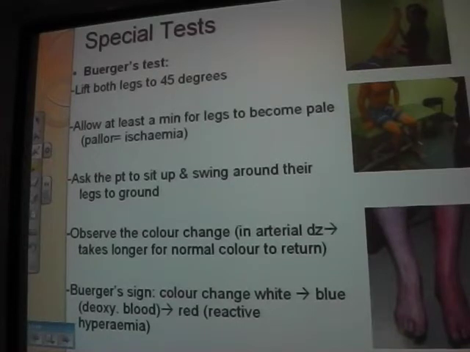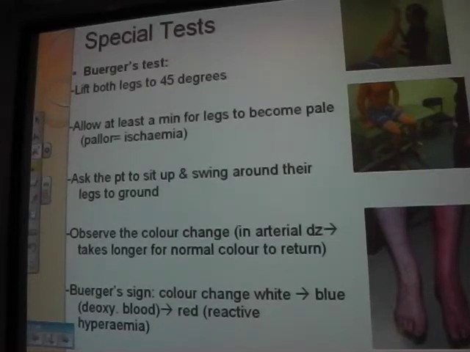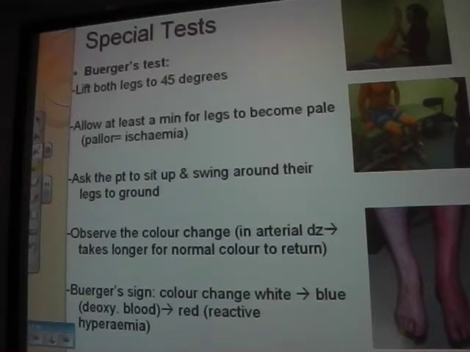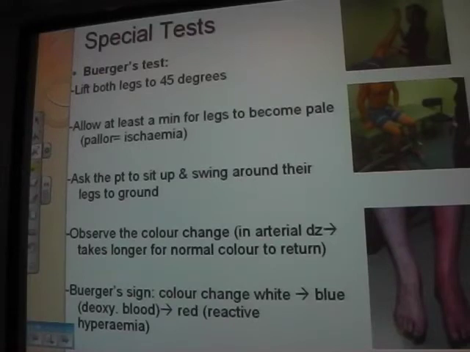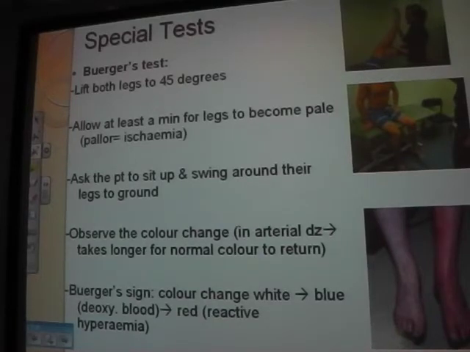If someone has peripheral arterial disease, and it's very severe, the angle that you lift the legs up to will indicate the severity of the disease. Some patients, you may only lift to about 20 degrees, and the leg will go pale. Do you lift both up at the same time? You can do each. If you know that one leg is affected, then you do one at a time. And then you get the patient to sit up.